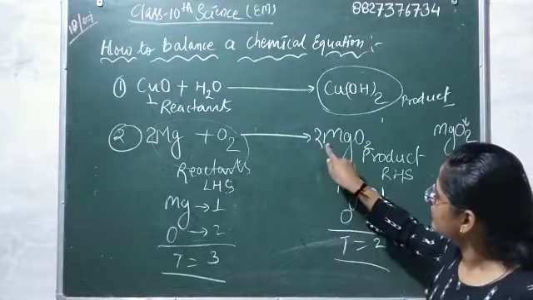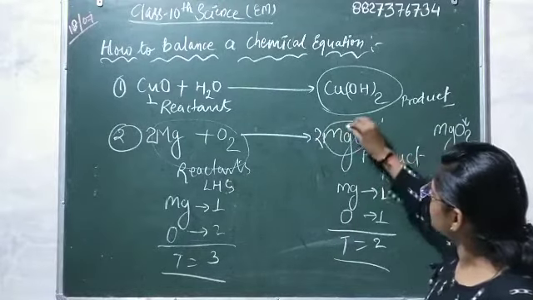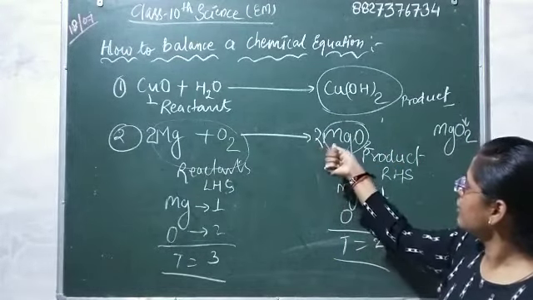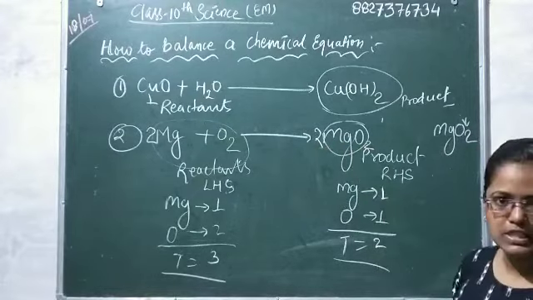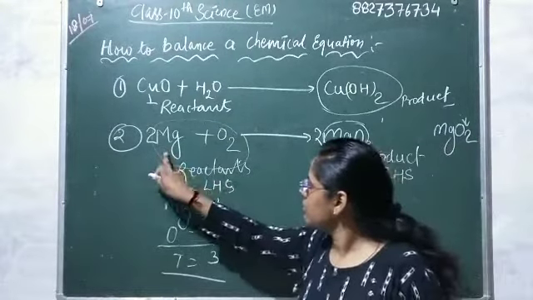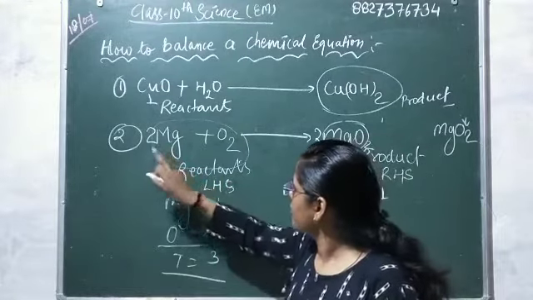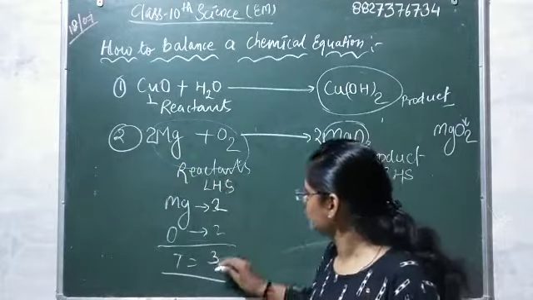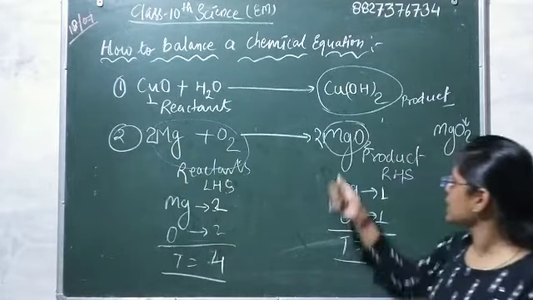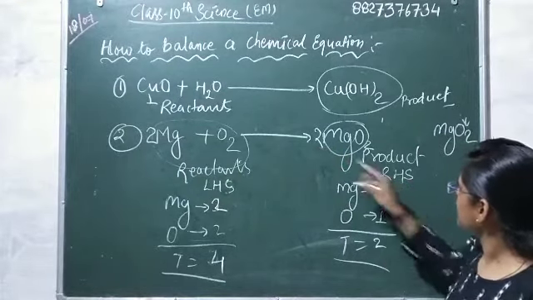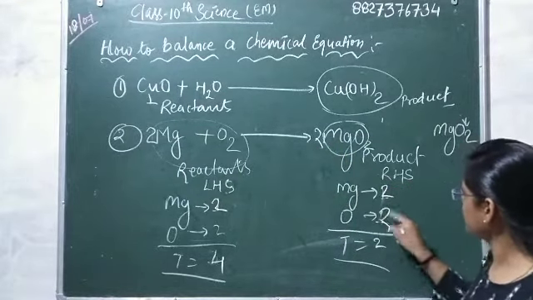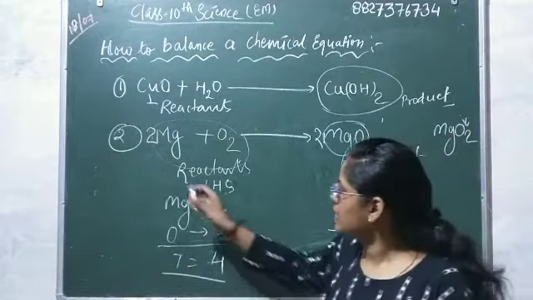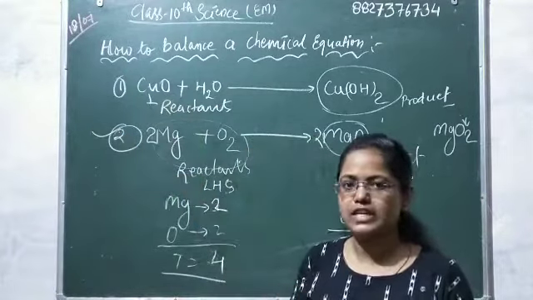When a number is written before a product, before a compound, it means this number is for magnesium and also for oxygen, right? So now count the number of reactants. Magnesium is 2, oxygen is 2, total here 4. The number of magnesium is 2, the number of oxygen is 2. Now 4 to 4. So this reaction is correct, right?